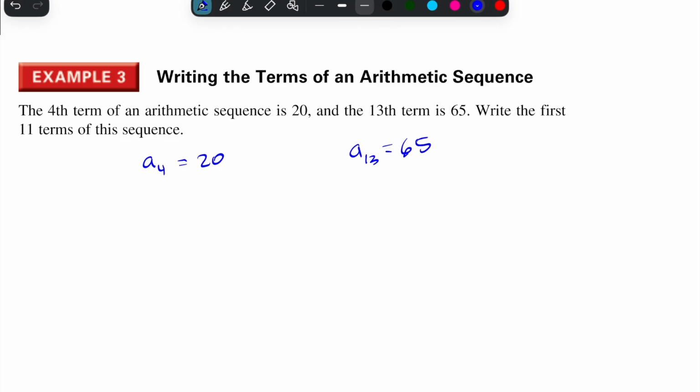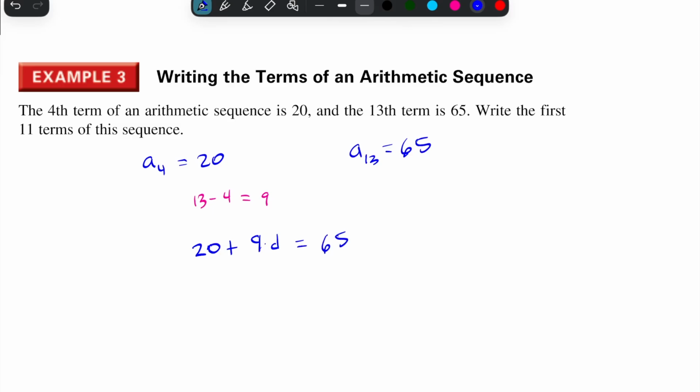The first thing I want to figure out is what the common difference is. And the easiest way to do this is think about how many terms it takes to get from the fourth term to the 13th term. Well, 13 minus 4 is 9. So it takes me 9 terms to get from the fourth to the 13th term. Because this is arithmetic, I can think of that as if I take 20 and I add 9 common differences, so 9 times whatever my common difference is, that should get me to 65, right?